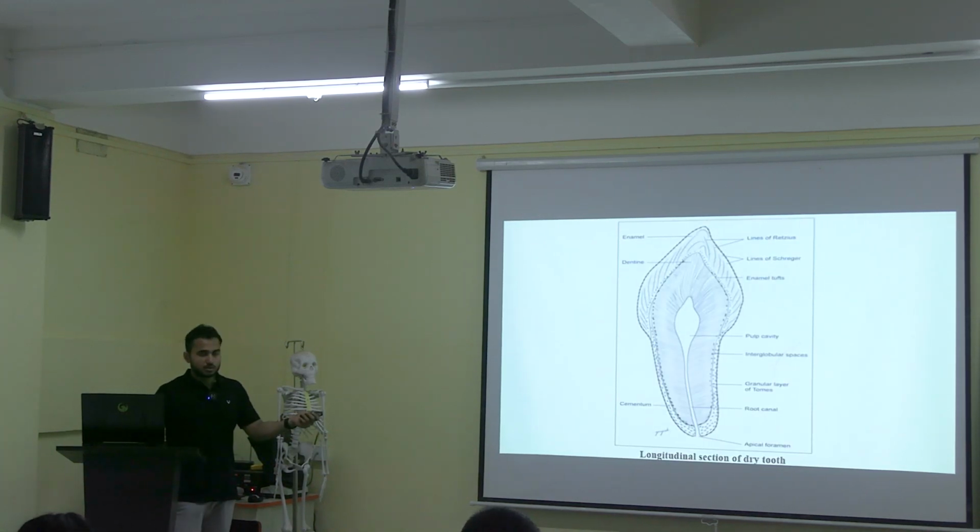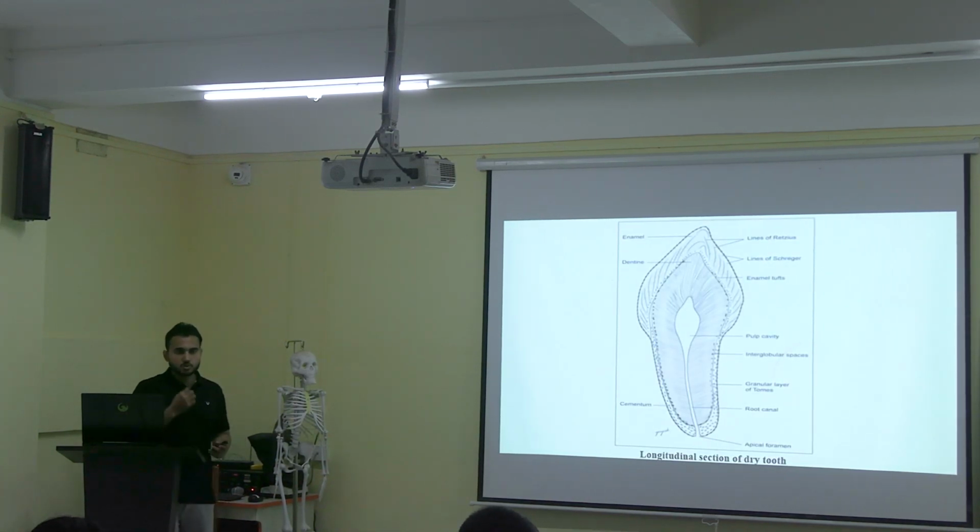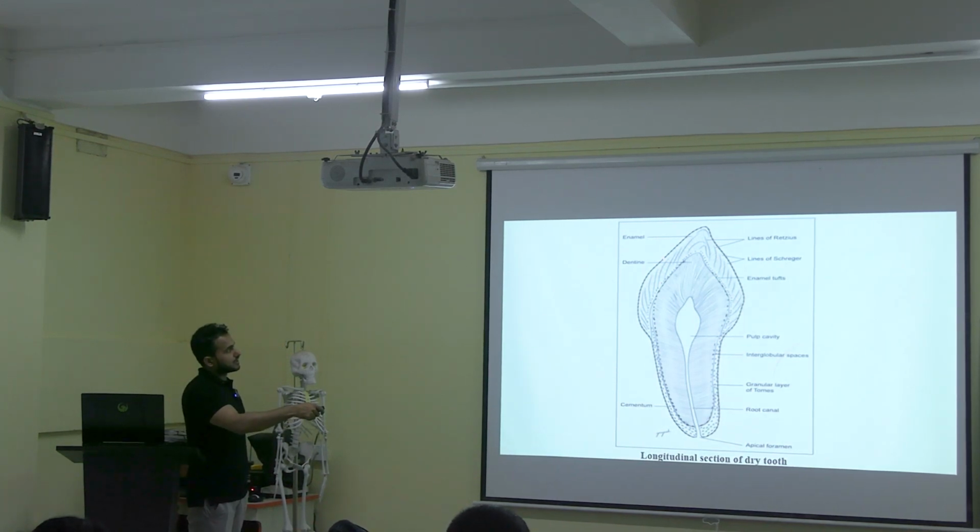Now this is the very important diagram. This diagram you have to draw in your practical notebook. Okay. Now in this diagram you can see which part is the enamel. See, this is the enamel. Now here you can see the lines of Retzius and you can see lines of Schreger, and see these are the enamel tufts. Look at this area. So this is the dento-enamel junction.